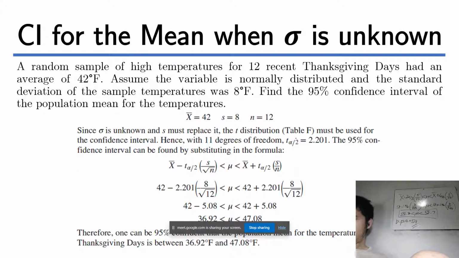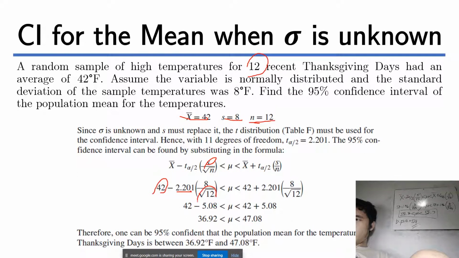So, going back, diba? X bar equals 42, S equals 8, n equals 12. Using the formula, X bar equals 42, T score, as we have found kanina, is 2.201. Kasi n yung sample, diba? Degrees of freedom is 11. Then use the corresponding values to get here. Sample standard deviation is 8, n is square root of 12. No? Substitute, you'll get this. Yan, tapos na. That's the confidence interval. Okay?